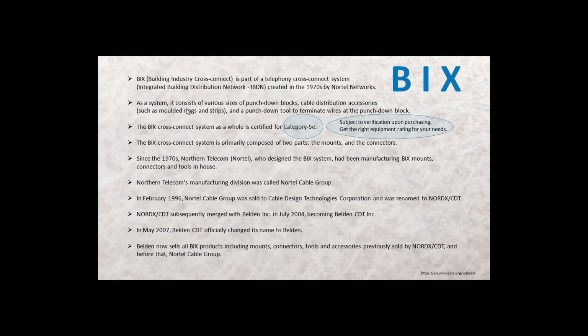As a system, it consists of various sizes of punch-down blocks, cable distribution accessories, such as molded rings or cable management rings, and punch-down tool to terminate wires at the punch-down block. Now, here's a statement. The BIX cross-connect system as a whole is certified as Category 5, Cat 5E. Now, I just put a little circle here, subject to verification upon purchasing. Get the right equipment rating for your needs.